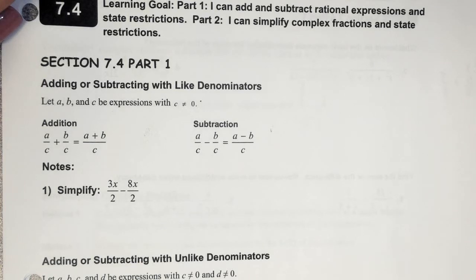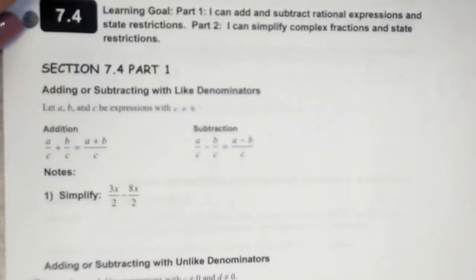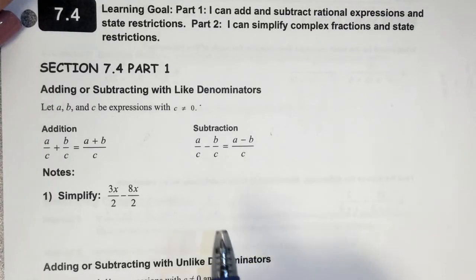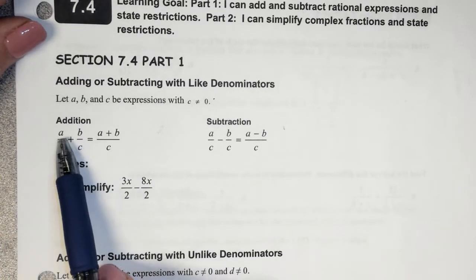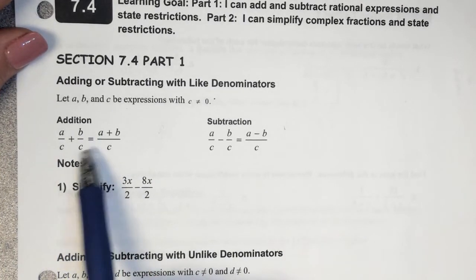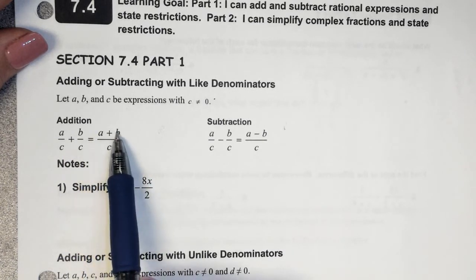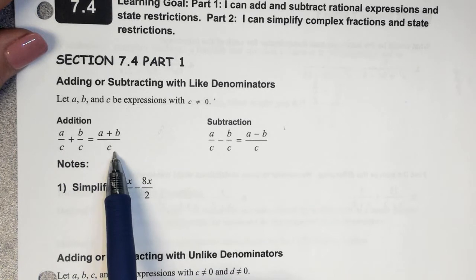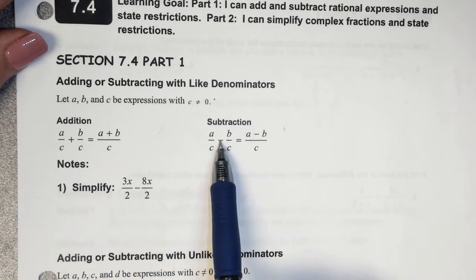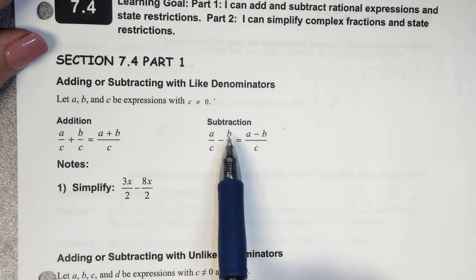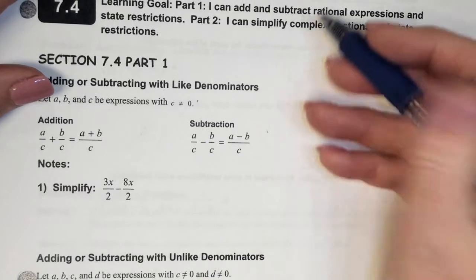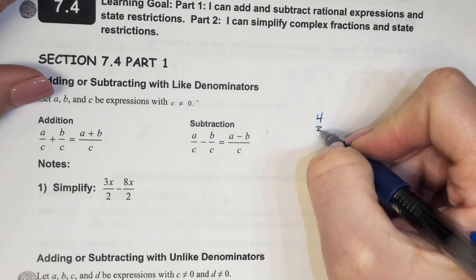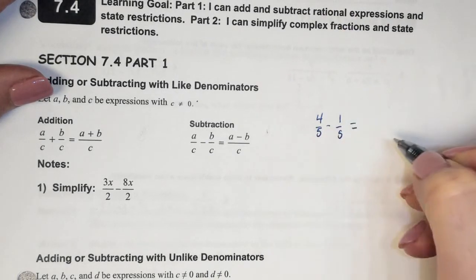All right, so today we're going to be looking at how to add or subtract when we have like denominators and when we have unlike denominators. So on the first problem, we've got A over C plus B over C. If we have a common denominator, all we have to do is add the values in the numerator and keep the denominator the same. If we're subtracting and we have like denominators, we just keep the denominator the same and we subtract the numerator. For example, if we have 4/5 minus 1/5, what's the answer to that?